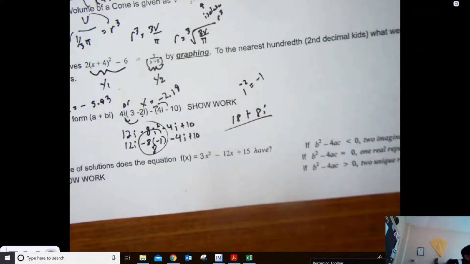Number 7 is supposed to be a gimme problem, mainly because I put this off to the side. If b squared minus 4ac is less than 0, you have two imaginary answers. If it's equal to 0, you have one real. And if it's greater than 0, you have two unique reals. All you've got to do is plug into b squared minus 4ac and see what it says.